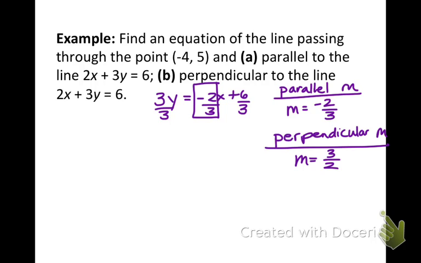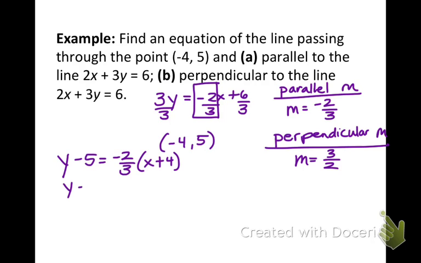So now do I have a point and a slope? Yes. My point given to me is (-4, 5). Let's do the parallel part first. Using my point and my parallel slope, plug it into point-slope form: y minus 5 equals -2/3 times (x plus 4). You can beat me to the races. Take it all the way to standard form.